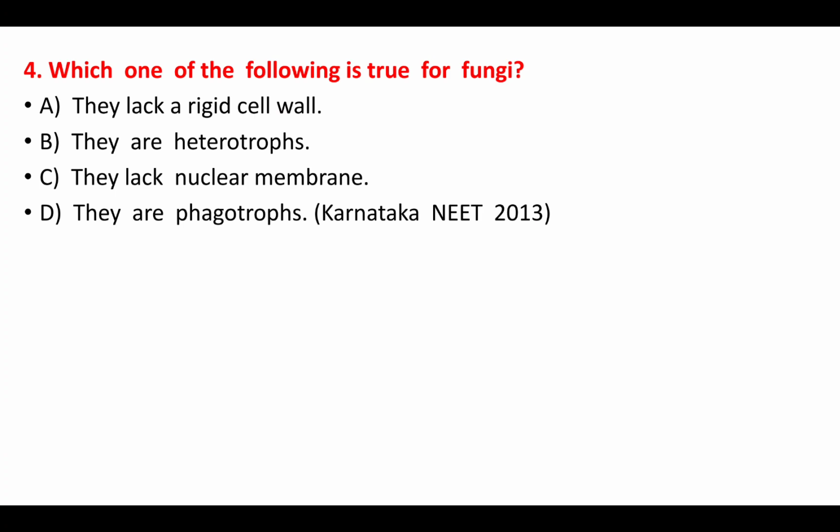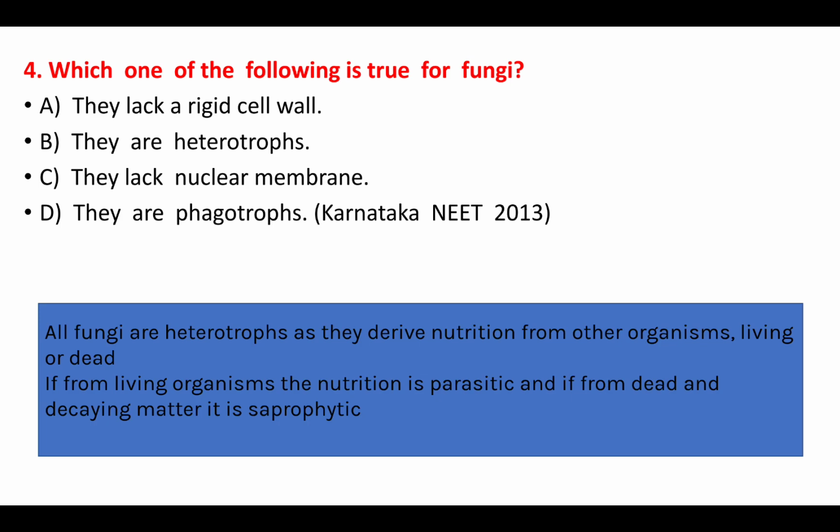They lack a rigid cell wall, they are heterotrophs, they lack nuclear membrane and they are phagotrophs. See, the fungi are said to be heterotrophic organisms because they derive nutrition from other organisms. It may be a living organism or it may be a dead organism. If it is from a living organism, the nutrition is said to be parasitic. And if it is from a dead organism, that kind of nutrition is said to be saprophytic.